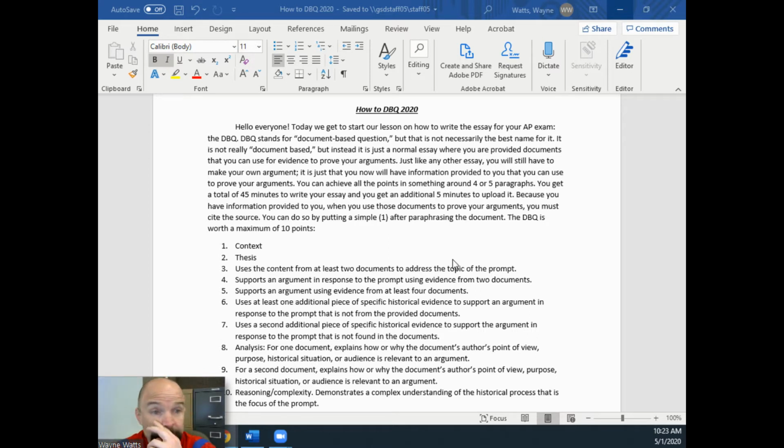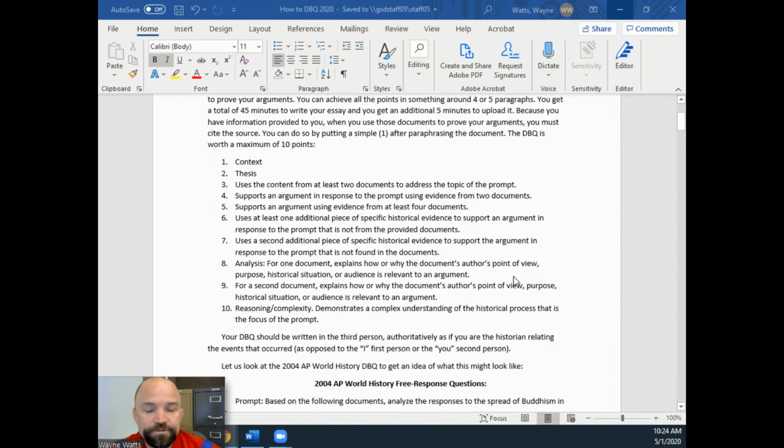You can achieve all the points in something like 4 or 5 paragraphs. You get a total of 45 minutes to write your essay, and you get an additional 5 minutes to upload it. Because you have information provided to you, when you use these documents to prove your arguments, you must cite the source. And you do that just by putting a bracket or a parenthesis and the number of the document after paraphrasing that document. The DBQ this year is going to be worth a total of 10 possible points.